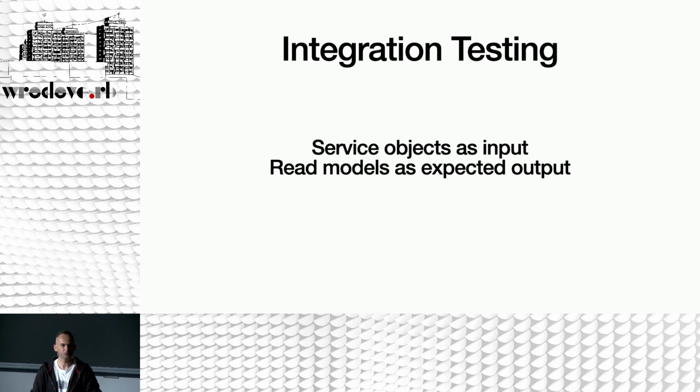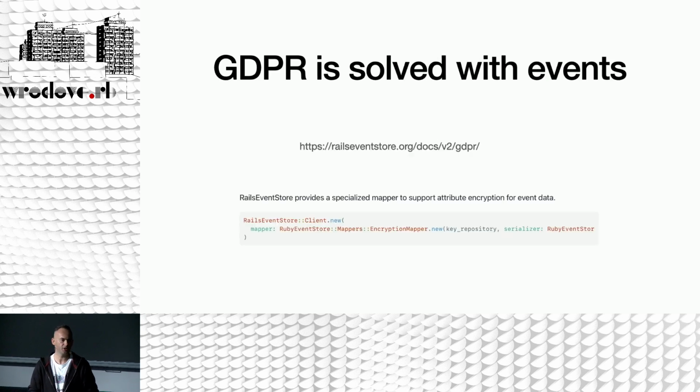When Pavel had his talk about event sourcing, there was a question about GDPR, and this is a solved problem with events. You encrypt events. And if someone wants to have their data deleted, you delete the key which was used to encrypt. There's a link to Rails Event Store. We have a documentation page about how to do GDPR with Rails Event Store.